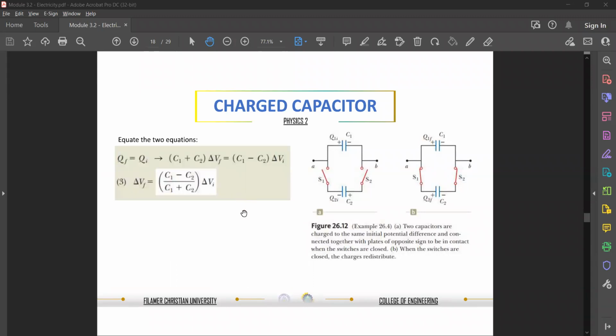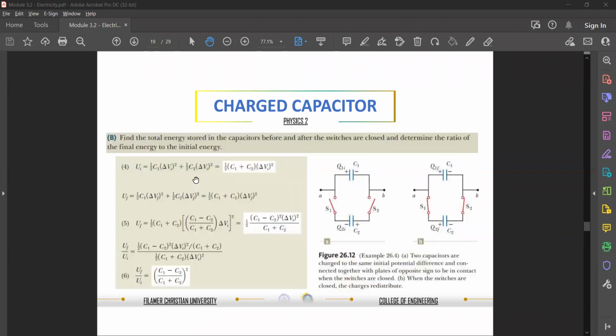So just equate the two equations. So that is QF equal to QI. This is just a manipulation of a formula, that is C1 plus C2, transpose na natin sa kabila para makuha natin ang final potential difference of the two capacitors. Ayan. So you have your general formula. Ito.